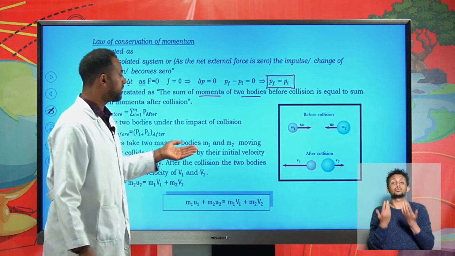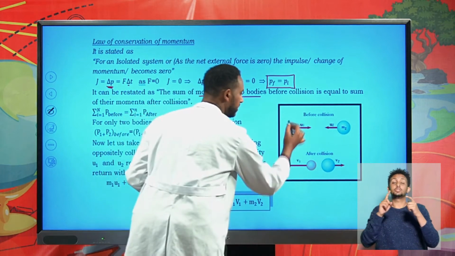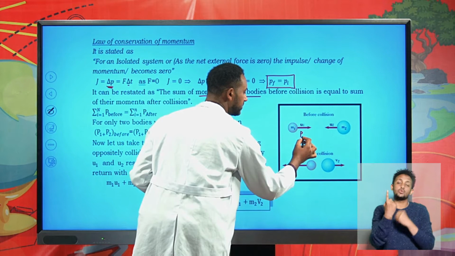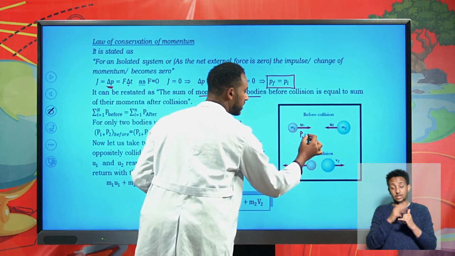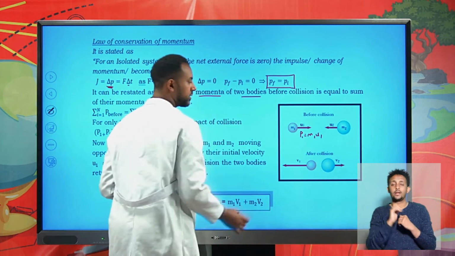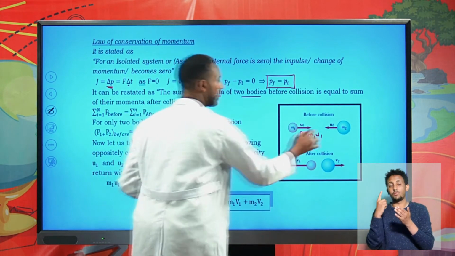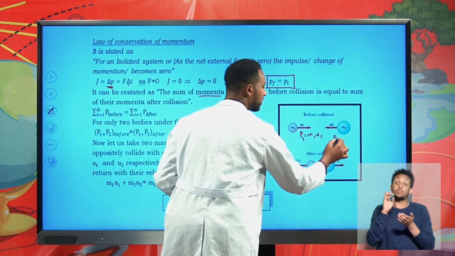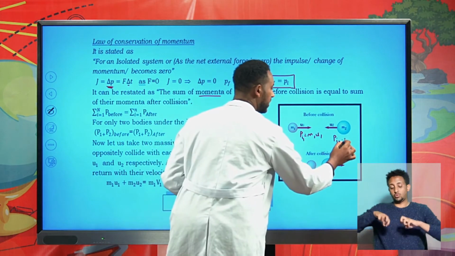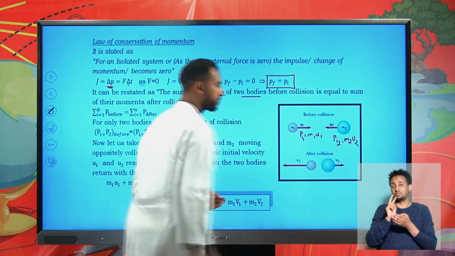So the summation of momentum before collision, meaning the initial momentum of mass 1, can be expressed as m1 u1. This is the initial momentum of mass 1. The initial momentum of mass 2, meaning the momentum before collision, is m2 times its initial velocity u2.